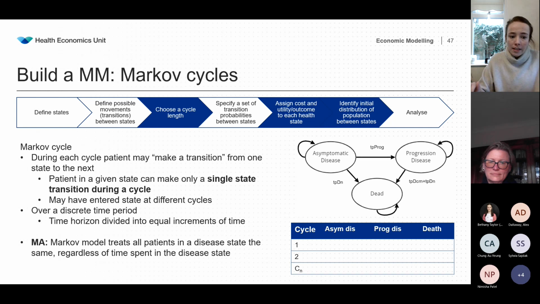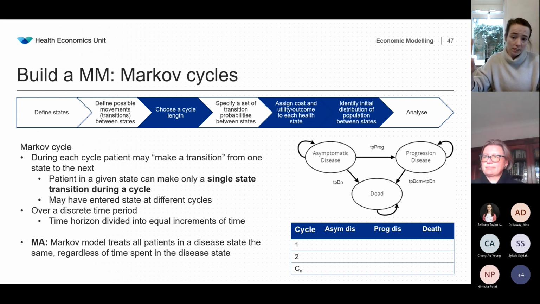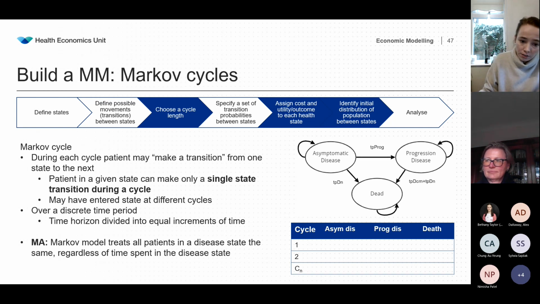So the next step is identifying your cycle length and then assigning the costs and relative utilities of being in that health state to each of the circles. Before, we assigned the health states at the end of the decision tree. Now we're going to assign the health states to each of the circles.